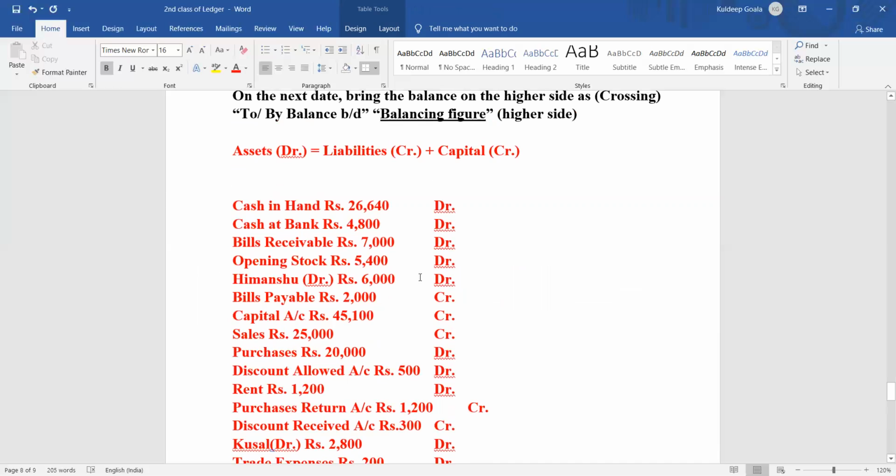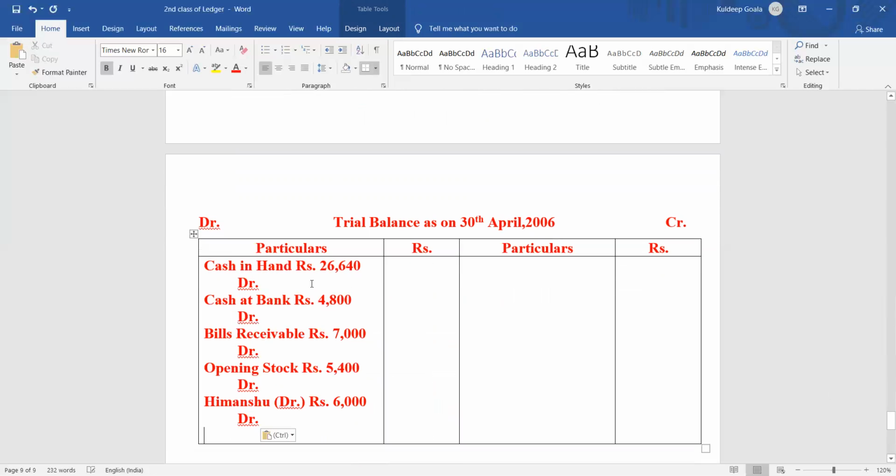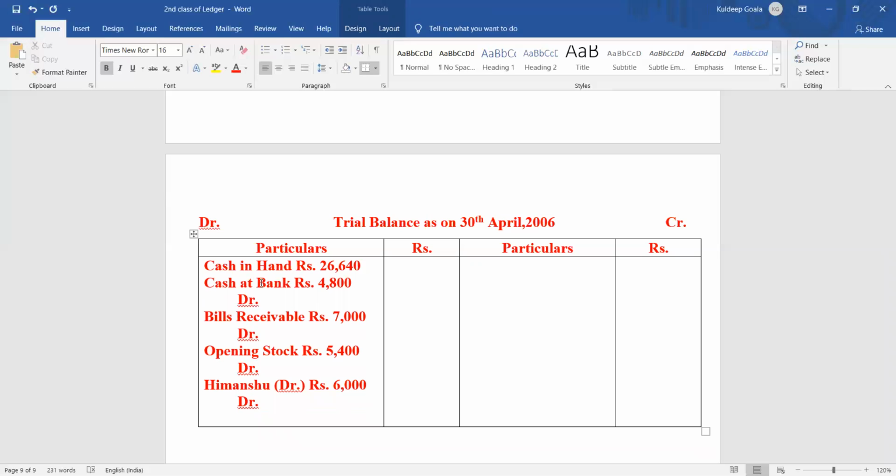Simply what I will do is let me copy from here so that we can save a little time, then move to the format. All the debit items you can post in the debit side. Instead of writing all this way, you can directly post it from the items given in the question. In the question it will be mentioned, so that will not be a problem for you. Easily you can post it from the question itself.